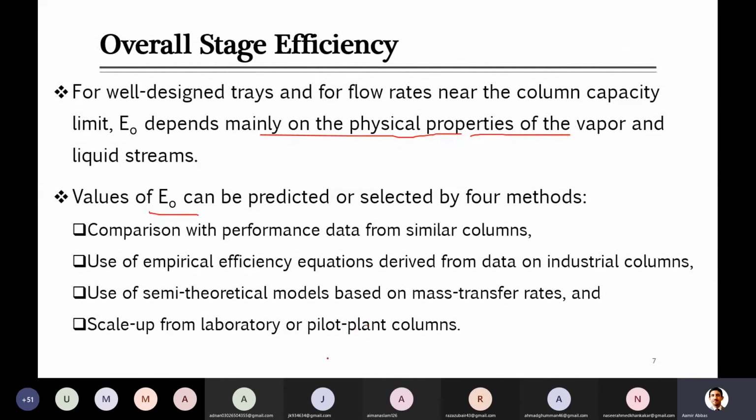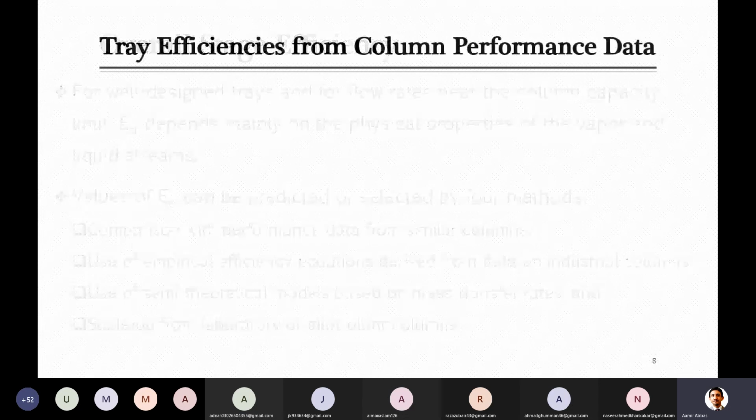If you get that data, then you can just scale up. Scale up means to increase directly. Suppose the diameter is 1 foot, and we take it now to 10 feet, then what will be the required efficiency? There is some procedure regarding this that we will discuss.